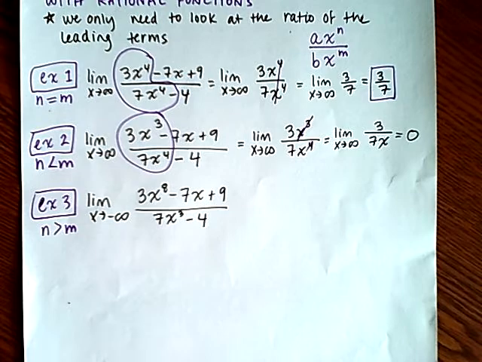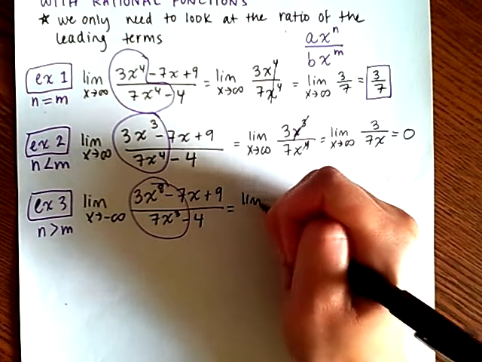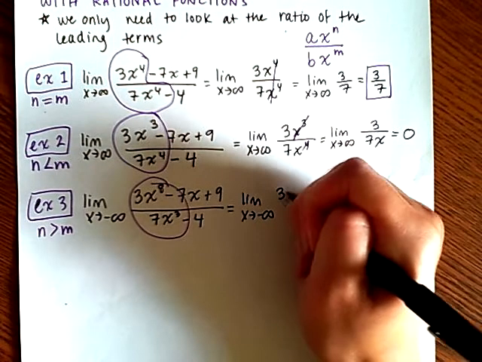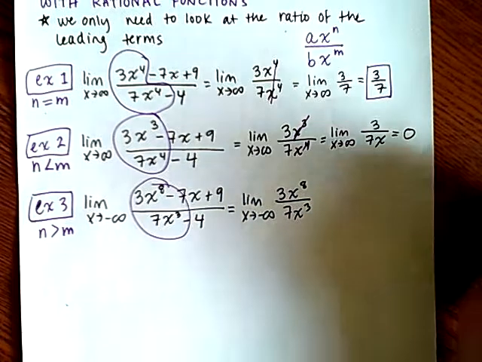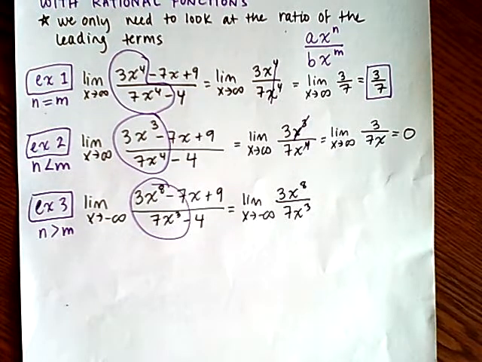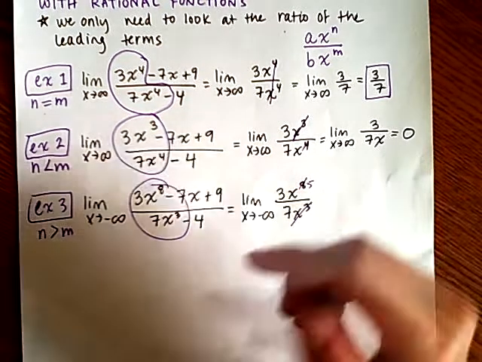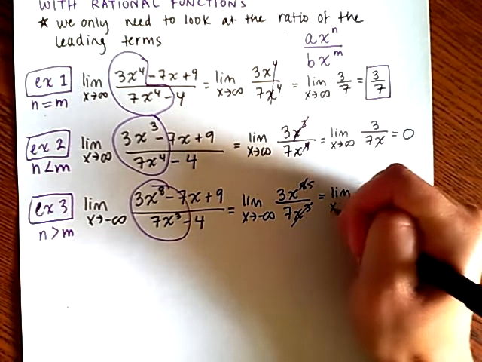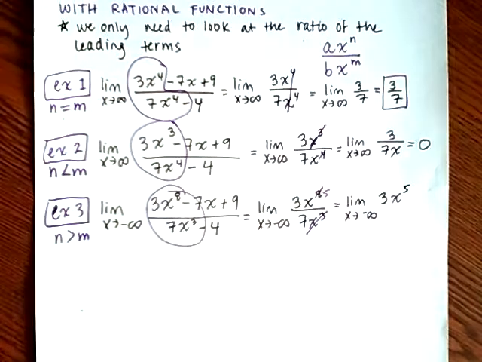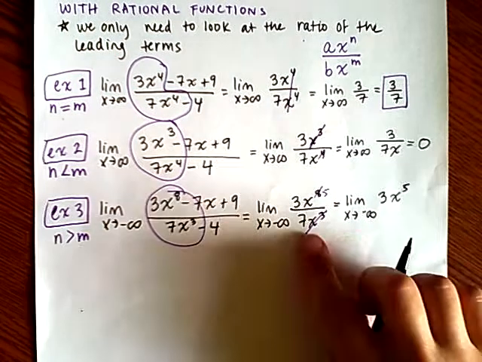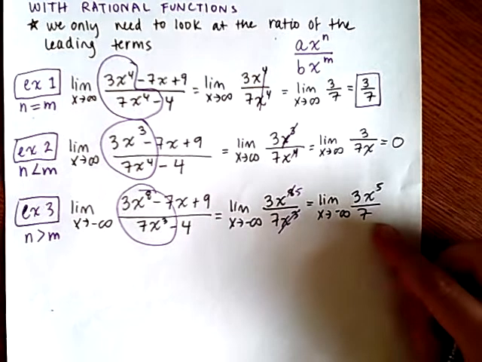So the idea, once again, I'm always going to start by zooming in on the leading terms. So I'm thinking, what's the limit as x goes to negative infinity of 3x^8 over 7x^3? From there, I'm going to simplify. I can cancel out all of these, and that means there's x^5 left on top. So this is equal to the limit as x goes to negative infinity of 3x^5, oh, there's a 7 too, so over 7.